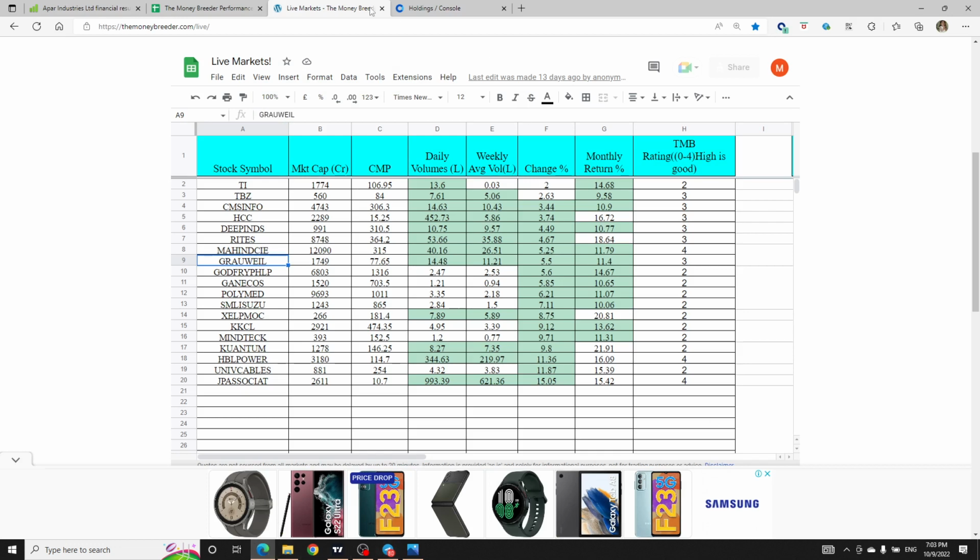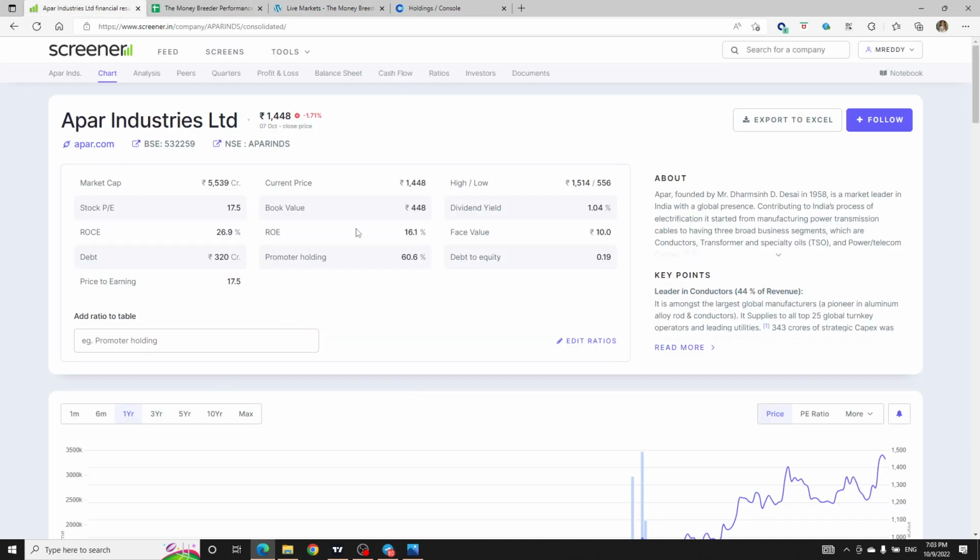Okay, coming to the fundamental analysis, this is Apar Industries. See, ROCE is 26%. That means return on capital employed. For example, you are using 1.5 lakh for a straddle. How much are you earning? So, of the total capital deployed, how much are you earning? That means they are getting 26% returns from whatever capital they utilize.